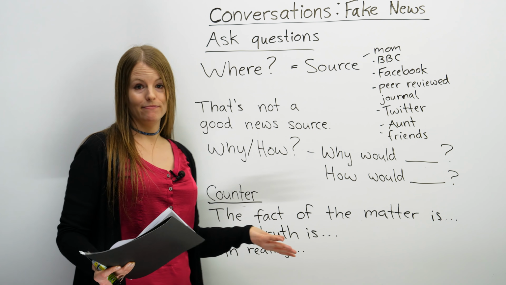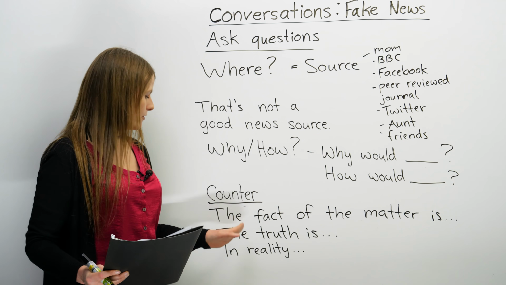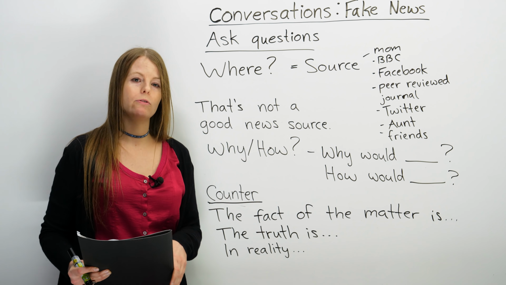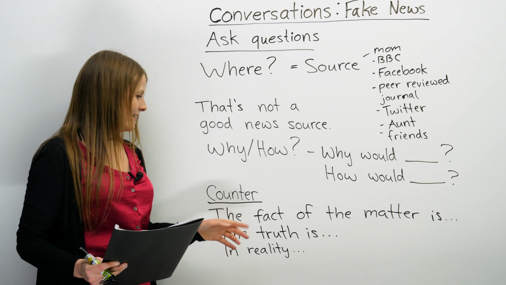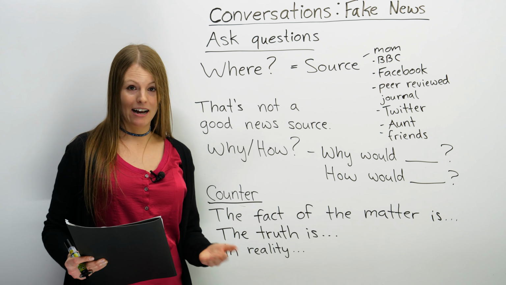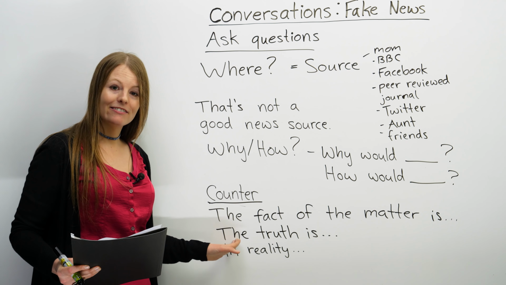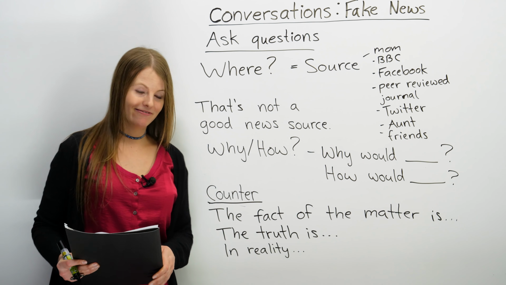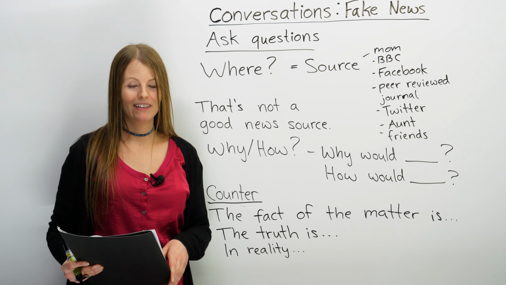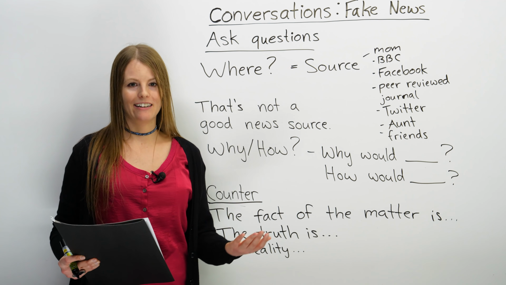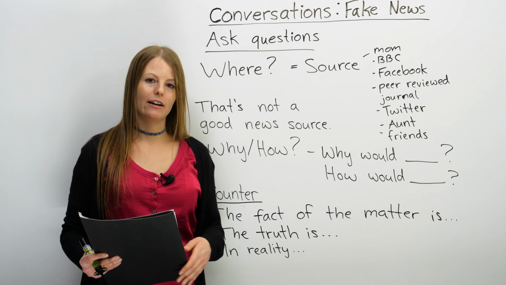You can also counter what they're saying, meaning if they say something and you disagree, you can say your opinion. So for example, if somebody told you that Kim Kardashian is really Michael Jackson, you can say, the fact of the matter is Michael Jackson passed away. He is not Kim Kardashian. The truth is, Michael Jackson and Kim Kardashian are not the same person. You can also say, in reality, Michael Jackson is not Kim Kardashian. So these are great expressions you can use when you're trying to tell somebody that what they're saying is incorrect and that what you're saying is the correct belief.